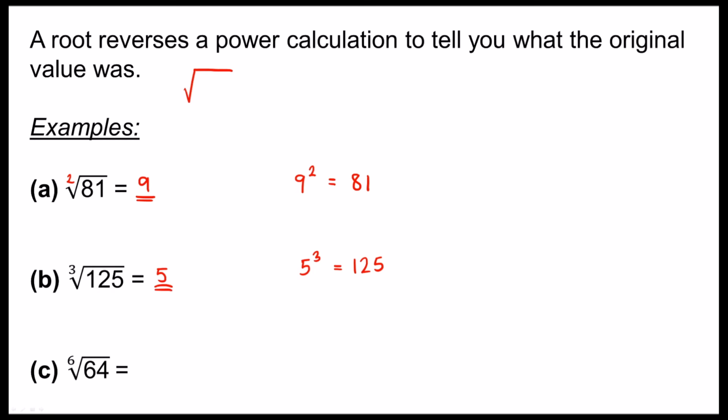In part C, I'm asked to calculate the 6th root of 64. So that means something to the power of 6 gives me an answer of 64. Again, using my power calculation answers to help, I can see that 2 to the power of 6 is 64, and therefore my answer is going to be 2.